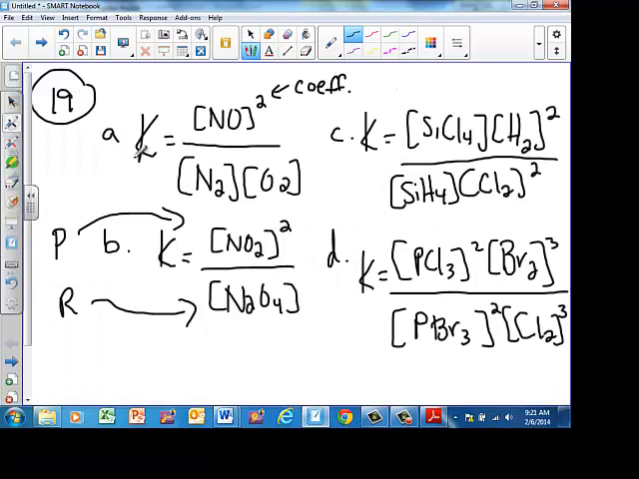But with gases, sometimes we also can look at pressures. So one thing that I want to mention is that sometimes in an AP, plain old capital K is also referenced as Kc.